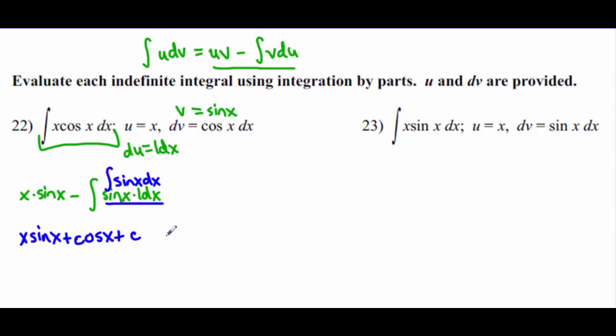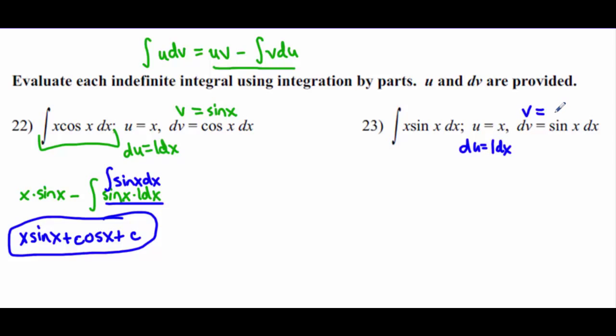Plus c, because we're at our answer. And our answers for integrals need plus c. This is going to be really similar in this problem that has sine instead of cosine. So du is going to be 1 dx. V, this time the integral of sine we just said a second ago was negative cosine.